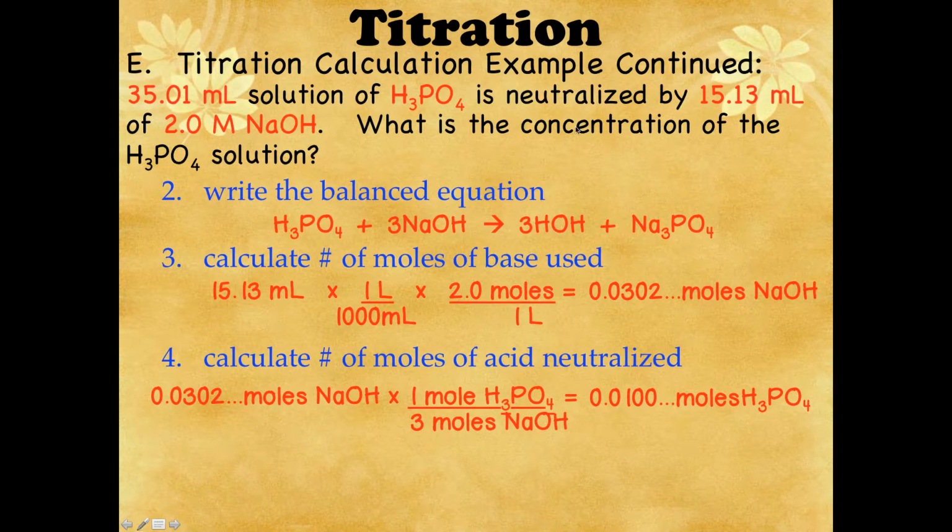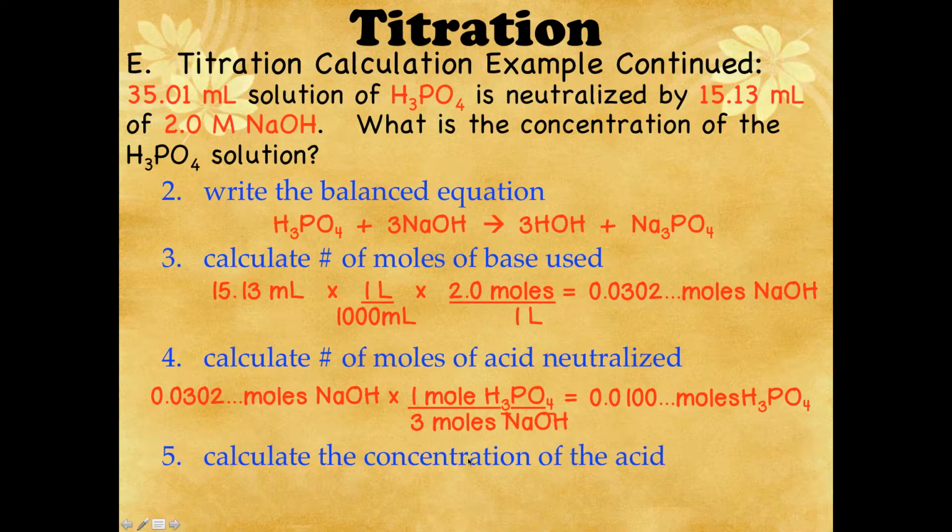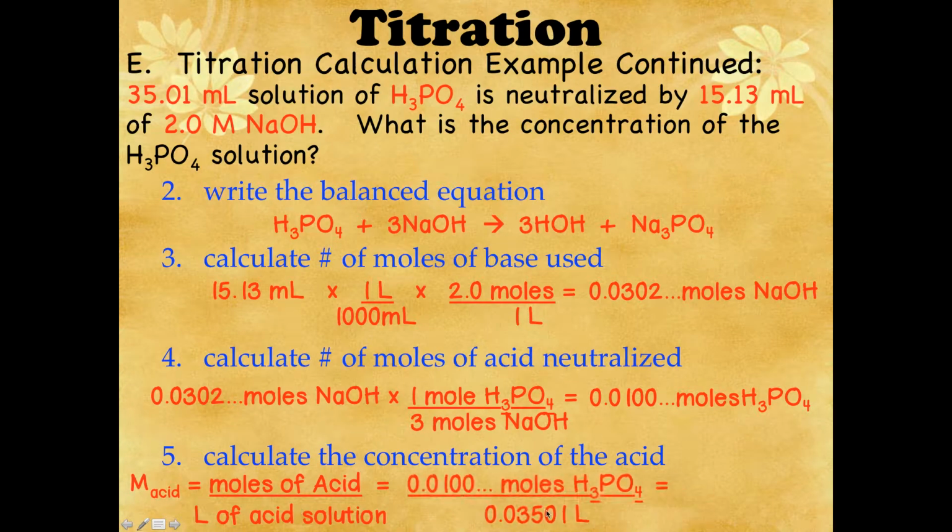Okay. Concentration is being measured in molarity, which is moles over liter. Well, now I have my moles of acid. Now I can calculate concentration of acid, remembering that it's moles over liter, so this goes on top. And then I've got my 35.01 milliliters. If I divide that by 1,000 milliliters, that will get me to liters, so really moving the decimal 3 spots. So my molarity of my acid is moles of acid divided by liters of acid.